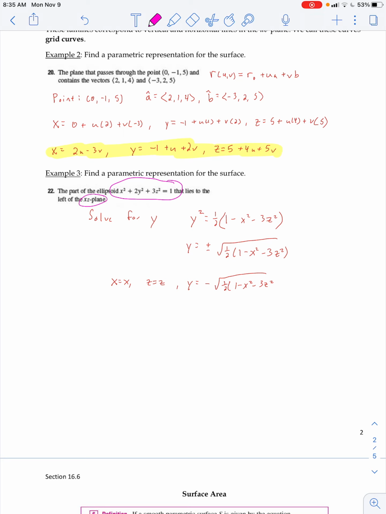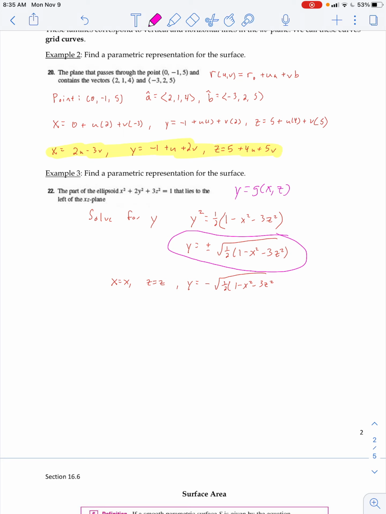If we wanted to do it to the yz plane, we could solve for x. Since we're doing this to the xz plane, we're going to solve for y and have it in terms of just x and z. So y is equal to some function, we could call it g or f, of the two variables x and z. All we have to do is solve this equation for y. We shift everything over to the right, take the square root, and we have plus or minus the square root of 1/2 times (1 minus x squared minus 3z squared).